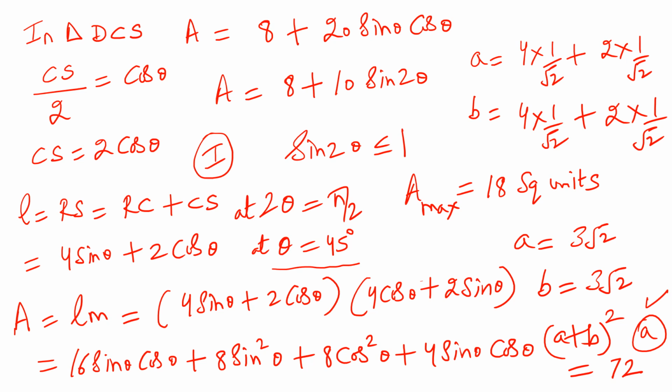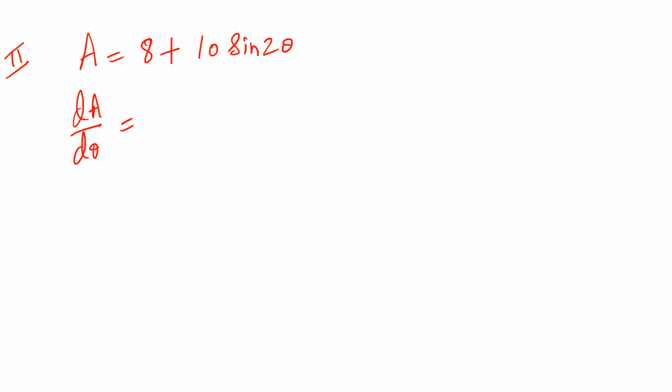Now students, we move towards the second method. In the second method, that is the method of application of derivatives, we will differentiate A with respect to theta. Now A is 8 plus 10 into sin 2 theta. So the value of dA by d theta becomes 20 into cos 2 theta. Now just put it equal to 0 to get points of local maxima or minima.